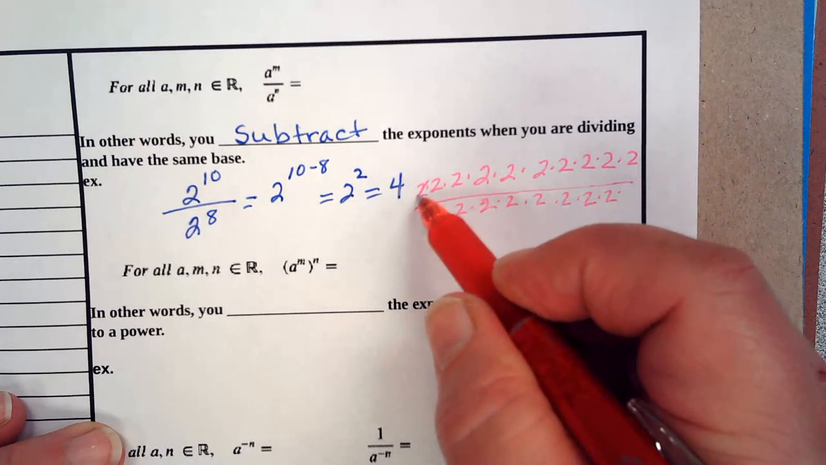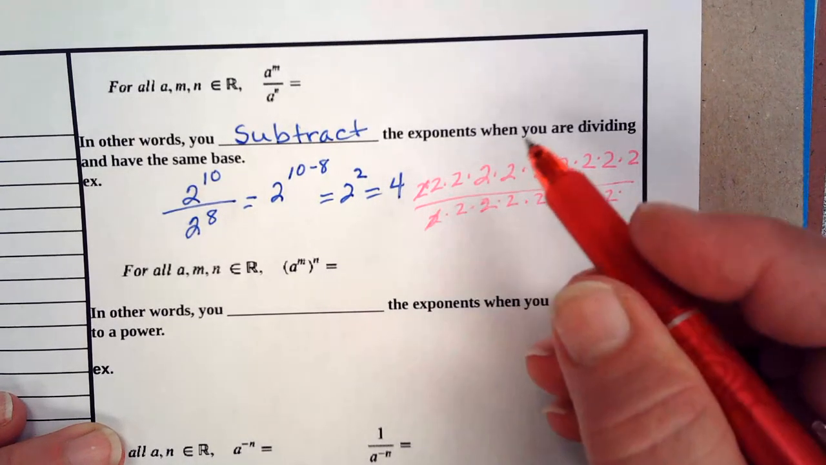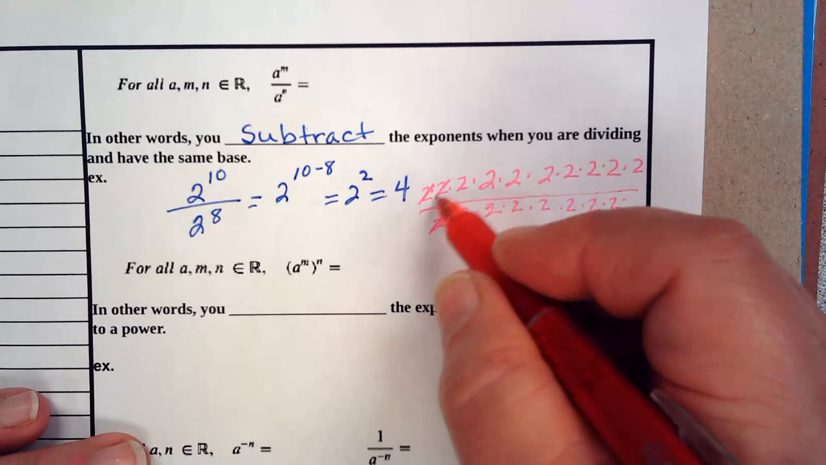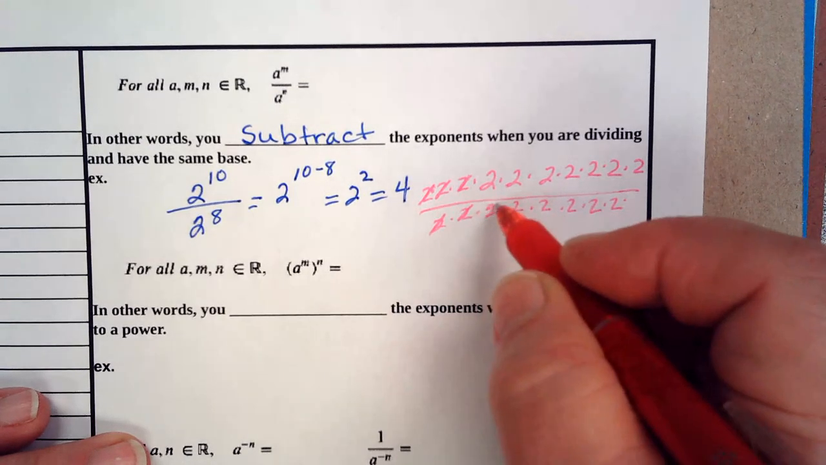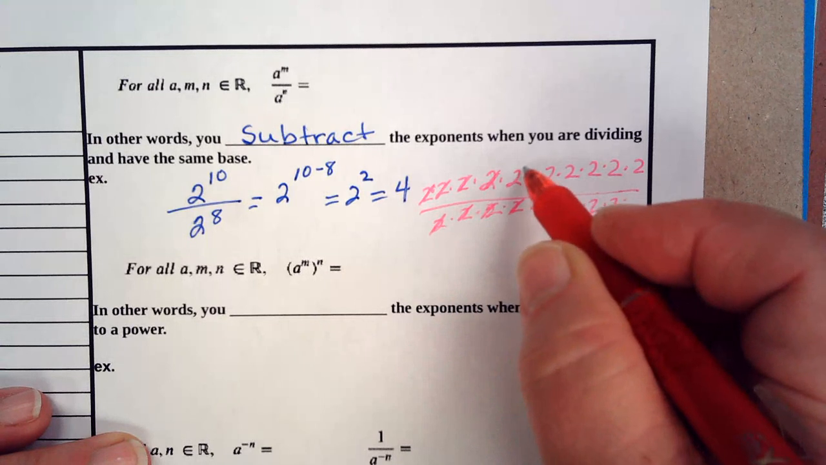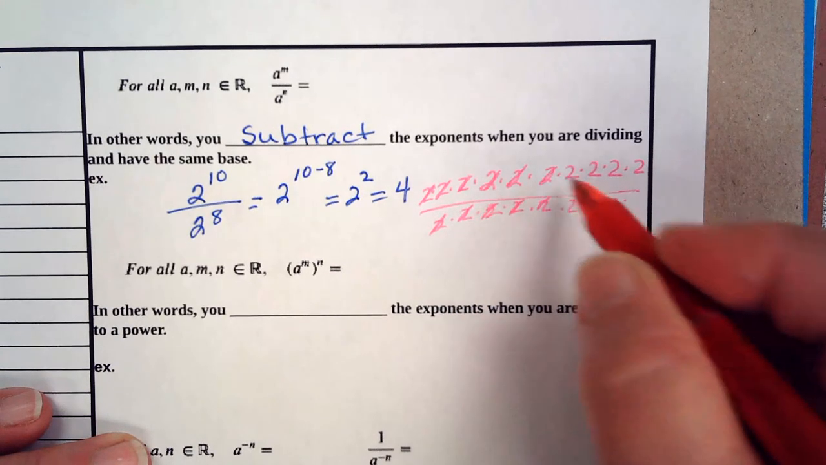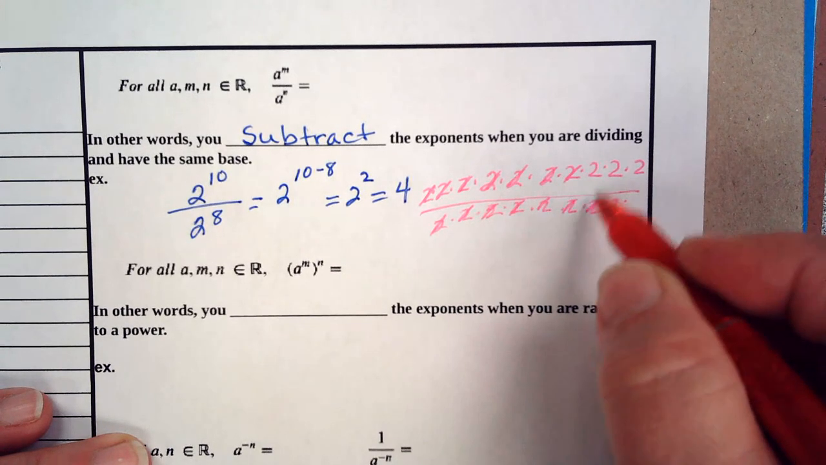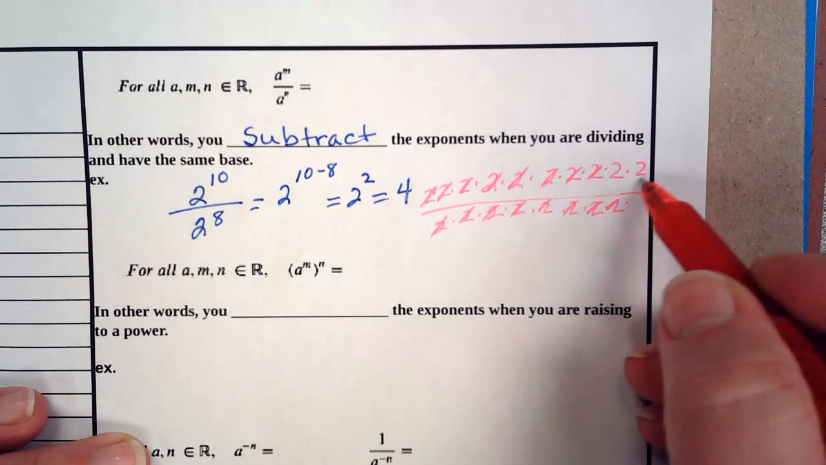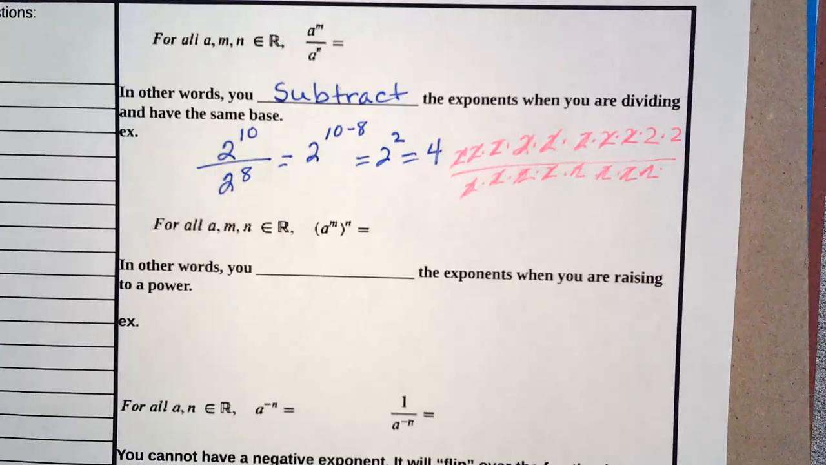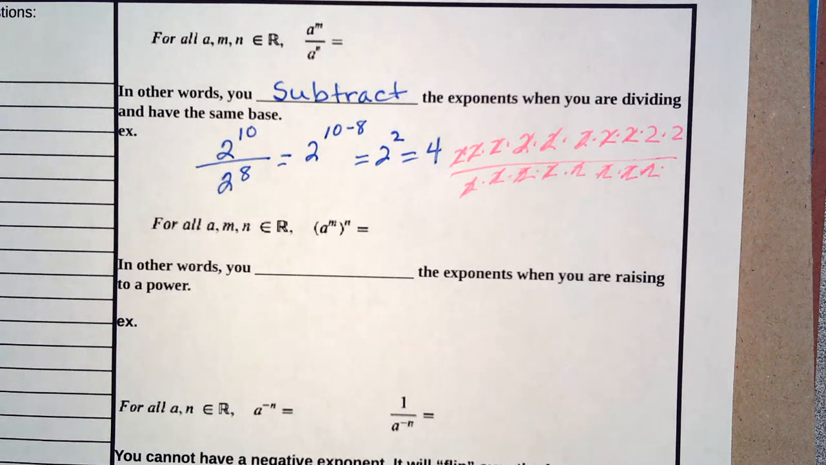okay, a pair will cross out because 2 divided by 2 is 1. Here's another pair, and so forth. Your pairs will cross out. And you're left with 2 times 2 at the top. Okay, so if you're multiplying, you add the exponents. If you're dividing, you subtract the exponents.